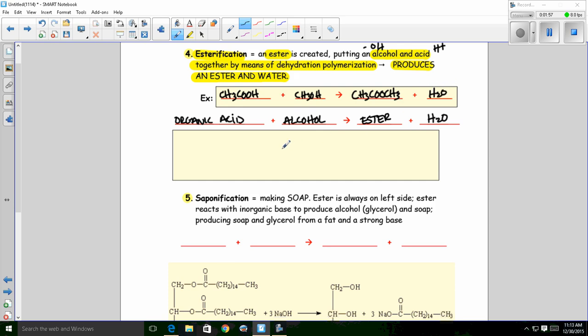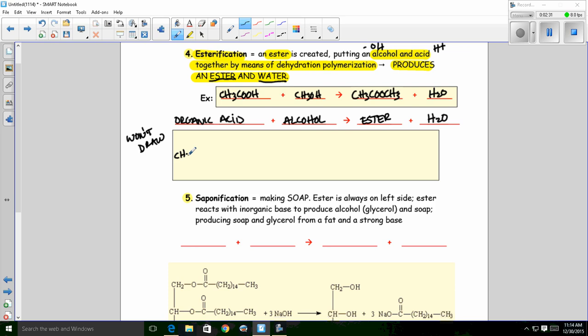All right, let's show you how this happens structurally. You won't have to draw anything like this on a Regents exam, but you're certainly going to have to be able to predict what the products are going to be. Which shouldn't be all that challenging because you know with esterification you are making an ester and you're going to produce water as a side product as well. So let's draw out structurally what this chemical reaction would look like.